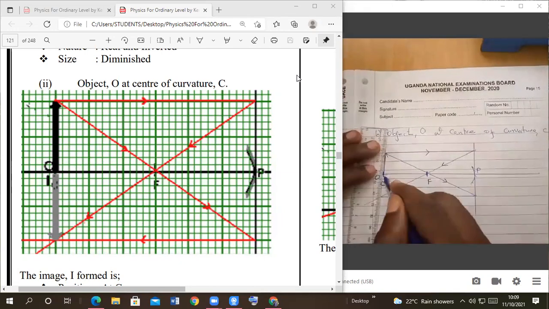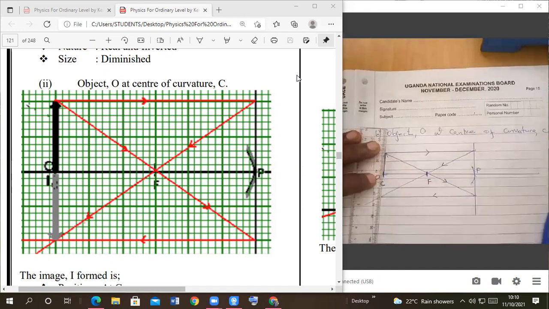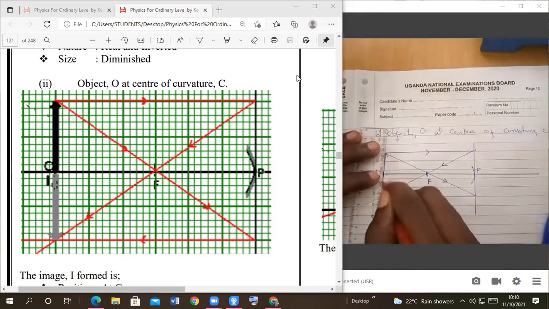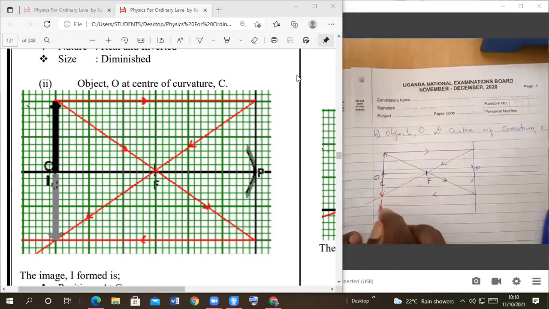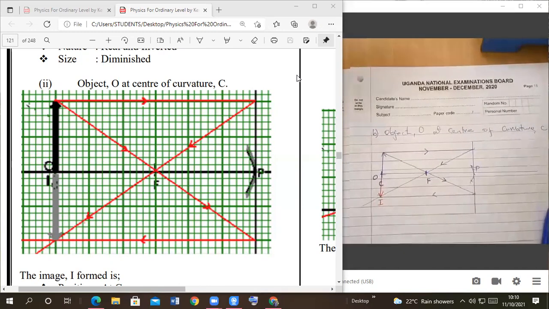The image is formed at the same what? The same point. So let me use a red pen to make it look different there. Like that. So this is our image.